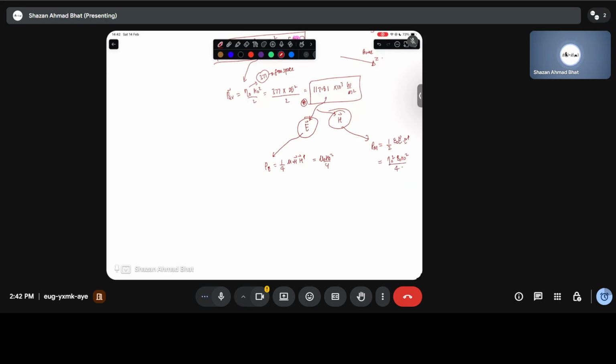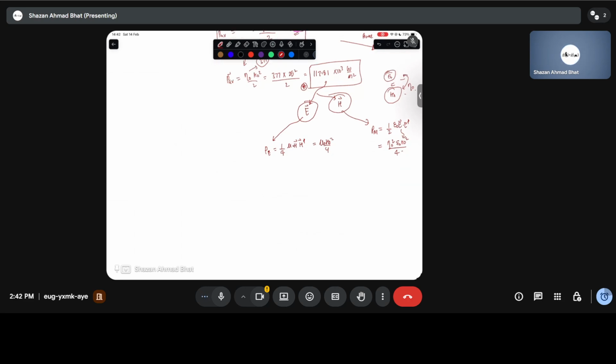Why is this eta naught and why is this epsilon naught coming? This is epsilon naught, the permittivity of free space. And why are we representing all this in terms of H naught? Because H naught is given in the question. So it depends upon whether you are given H naught or E naught. Then you have to convert H naught into E naught or E naught into H naught by using the characteristic impedance, the wave impedance. So you can solve this particular thing using the values.